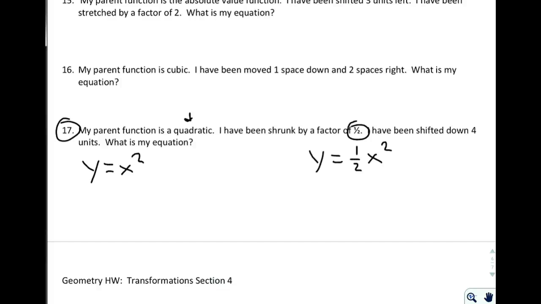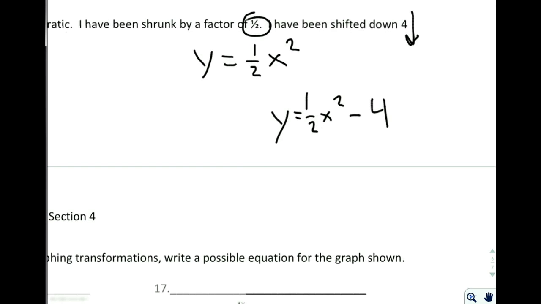It says I have been shifted down 4 units. Whenever you're shifting down, you just take the equation you had and you would subtract 4 units. If you're shifting up 4 units, you would do plus 4 at the end. The only time that we do the opposite thing that we expect is when it's in parentheses next to x. So for example, if this function had something to say about shifting maybe 2 units to the right, we would do something like this. So we'd shift 2 units to the right inside the parentheses here in addition to our 4 units down.